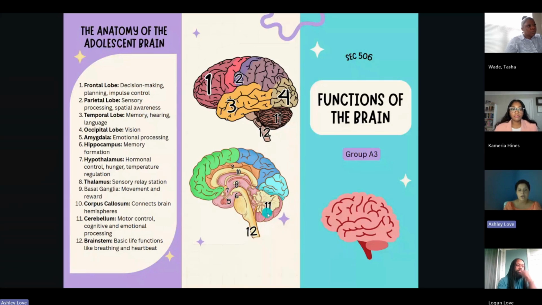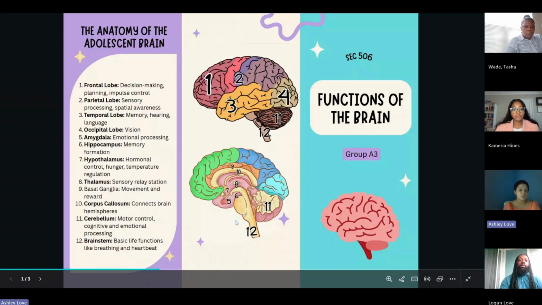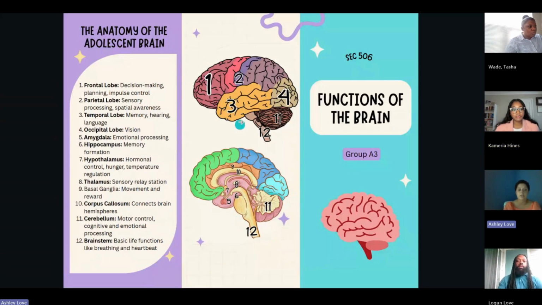11, we have it on both of the brains labeled. That is for your motor control, cognitive and emotional processing. And then for both, again, the long stem leading down, which is the brain stem, and that is just basic functions. So that is where all of the nerves come together and where your brain sends the signals.